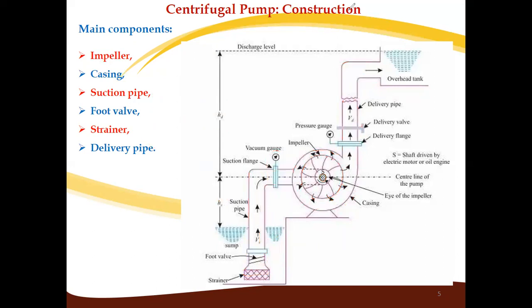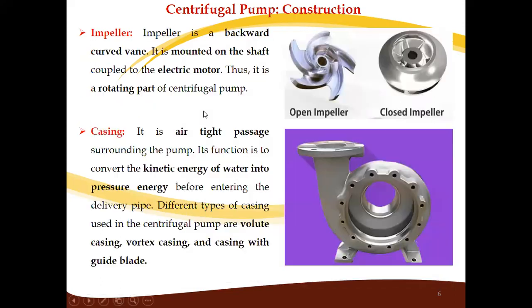Now we will see the function of each component one by one. So the first component is the impeller part. The impeller is a backward curve vane. These are the vanes, or we can say buckets. So it is a backward curve vane.